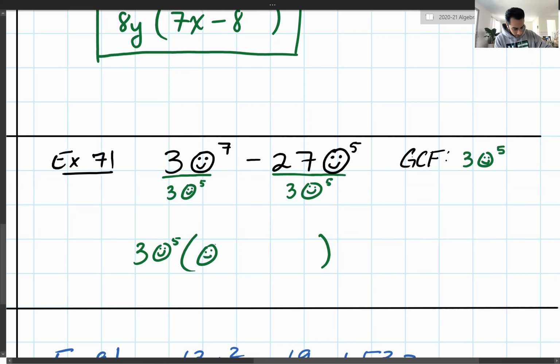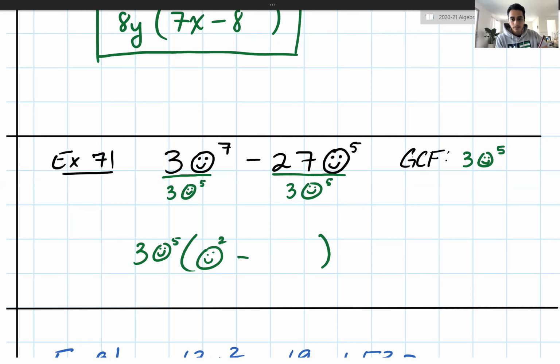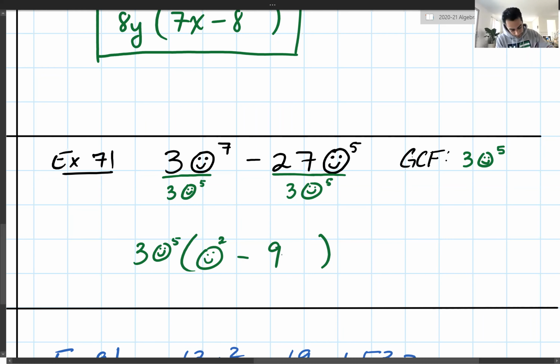Okay, we got a happy face squared, and then minus 9. There we go. Right, since I have happy face to the 5th over happy face to the 5th, these terms cancel out.